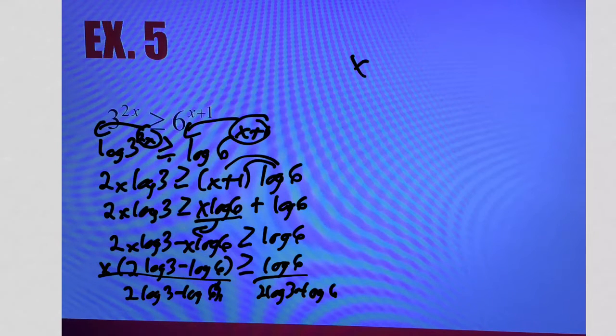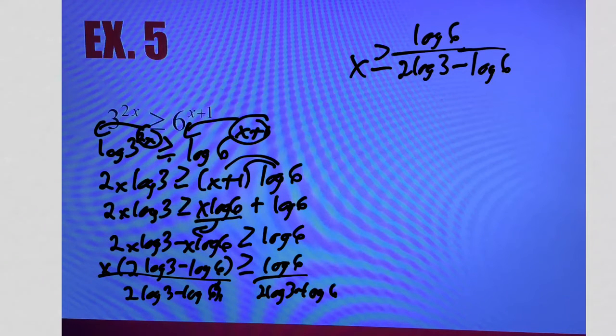So my answer would be x is greater than or equal to log 6 over 2 log 3 minus log 6. Now the big thing when you put it in your calculator, what I would suggest, use your parenthesis button. Make sure and put a parenthesis before this and after that, and then you should get the answer. And on this one I ended up with an answer of 4.42.